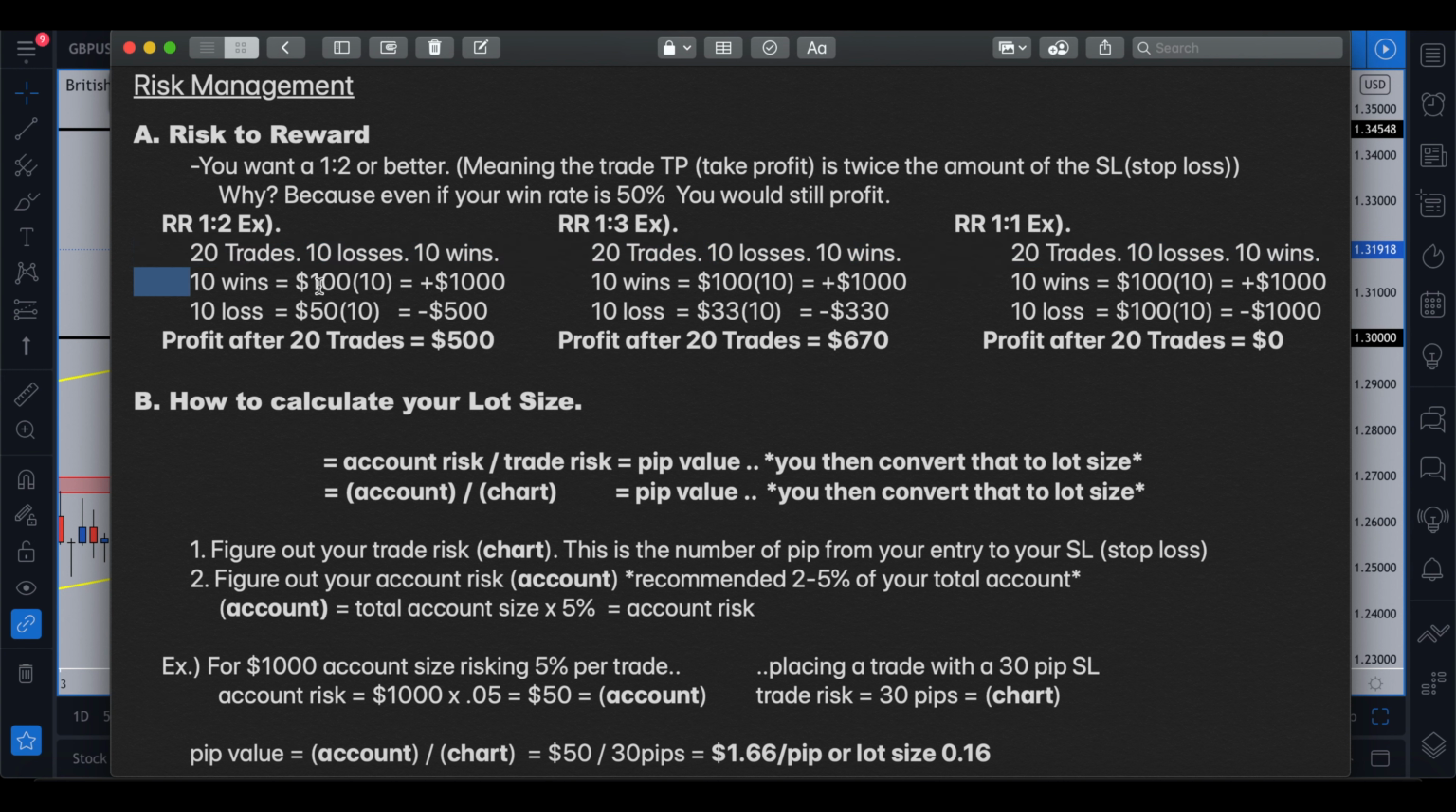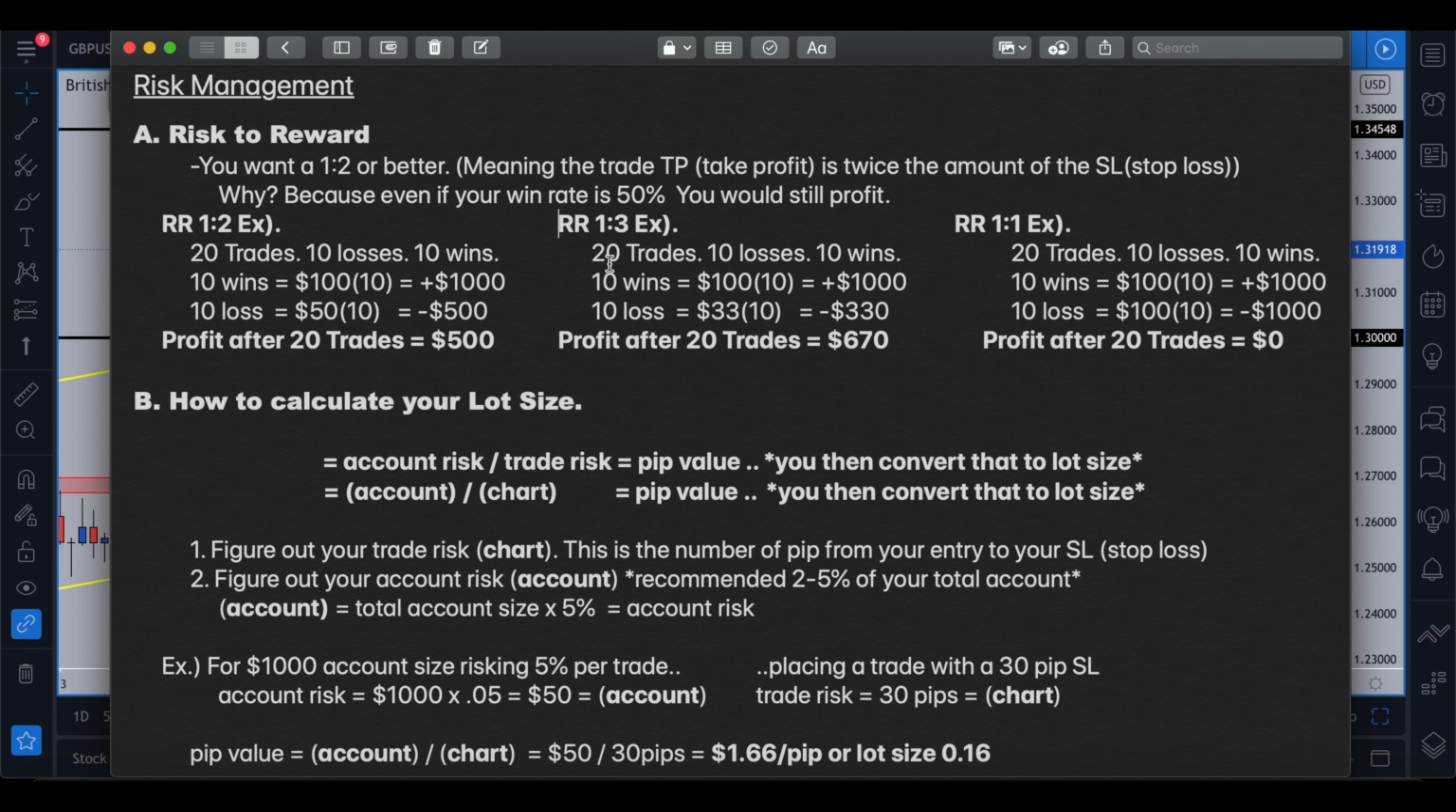With 10 wins, you make $100 every win, so times 10, that's $1,000 plus on your account. But on the 10 losses, you lost $50 each, so times $50, that's negative $500 on your account. Hence, you still come out on top by $500, even though you have a 50% win rate. Your record is 50-50, but because you're trading 1 to 2, you still came out on top $500.